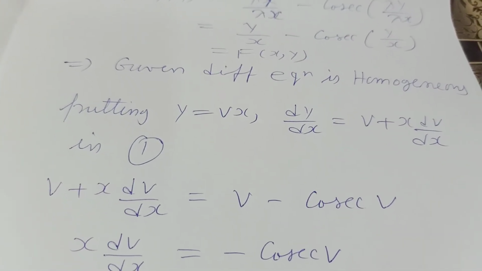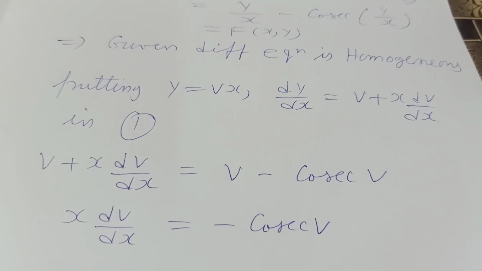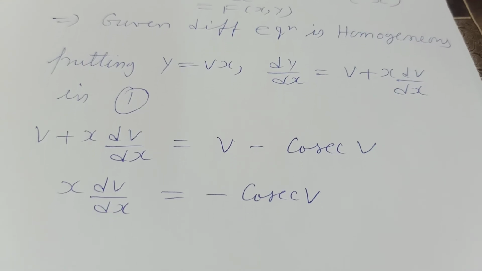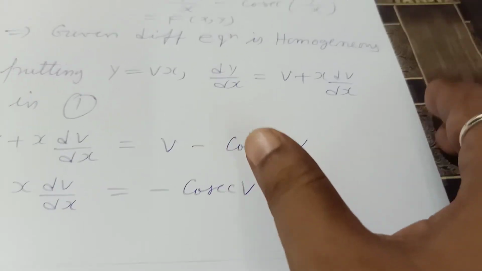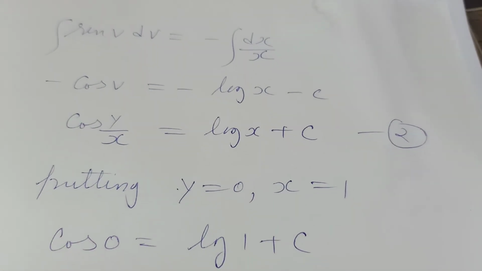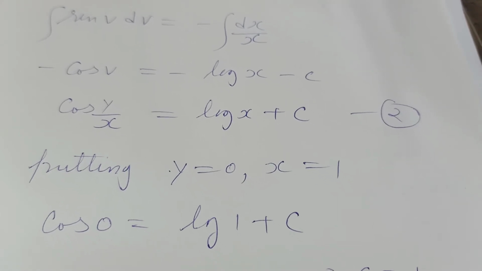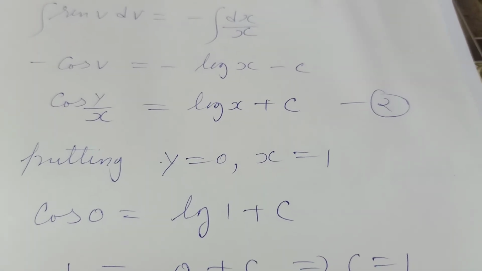we will see that we get v plus x dv by dx equal to v minus cosec v, that is x dv by dx equal to minus cosec v, or we can say sin v dv equal to minus dx by x. After integrating both sides, we will get minus cos v equal to minus log x minus c.